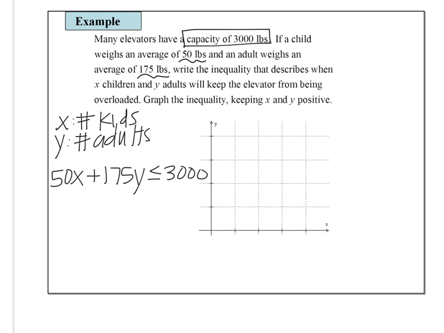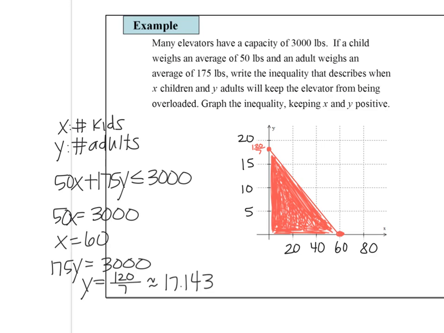So we want to figure out what we can graph here. When I did that, I solved and found my two intercepts. When I have no adults and only kids, I can have a maximum of 60 kids in that car. And when I have adults and no kids, I can have 120 divided by 7, or about 17 people. So I went ahead and graphed those two things right here. And then I know that I have to keep x and y positive. These are actually more of our restrictions, and we'll talk about that a little bit later.